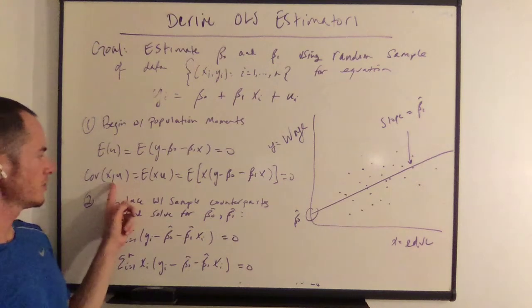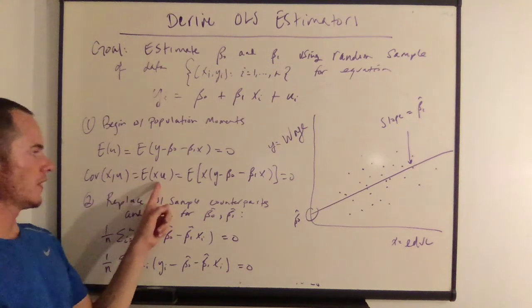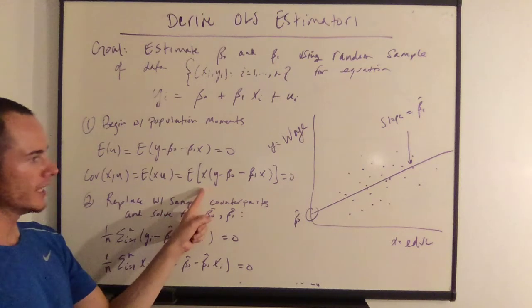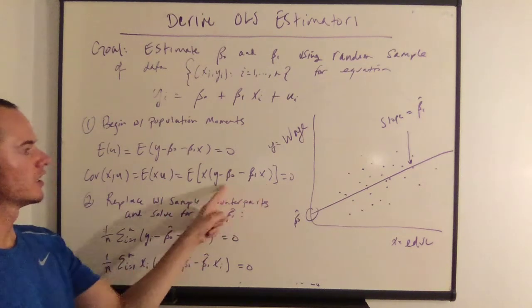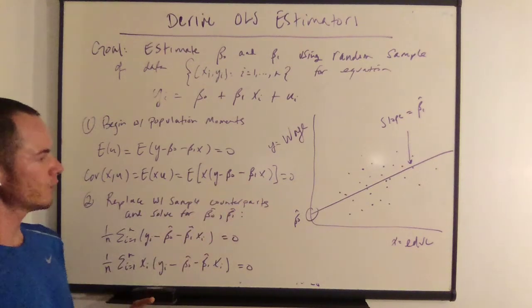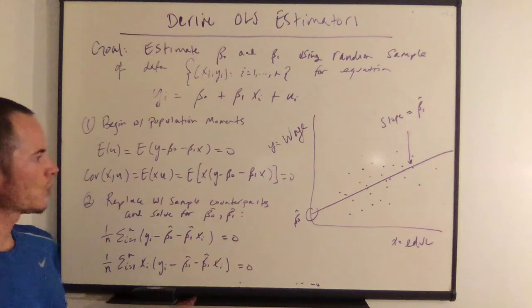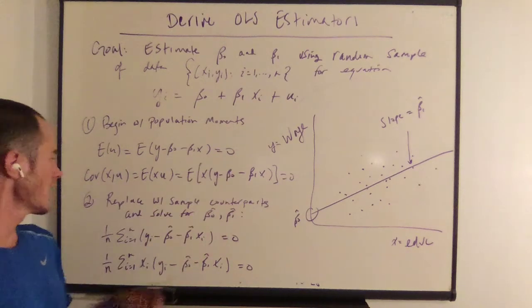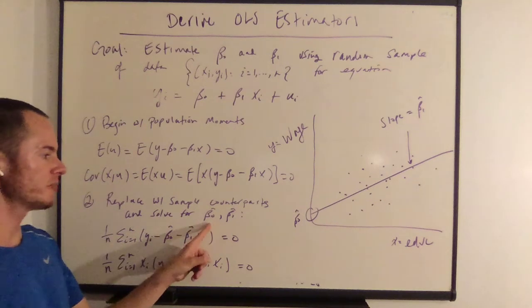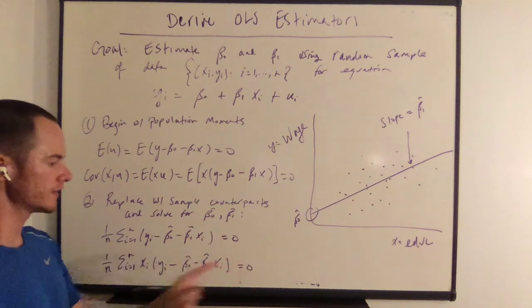Likewise, for the covariance between x and u, that is the expected value of x times u, we plug in the right-hand side of the regression for u. We're going to work with these population moments, replacing them with their sample counterparts. And then we're going to solve for the values of beta naught and beta 1 that solve these equations.